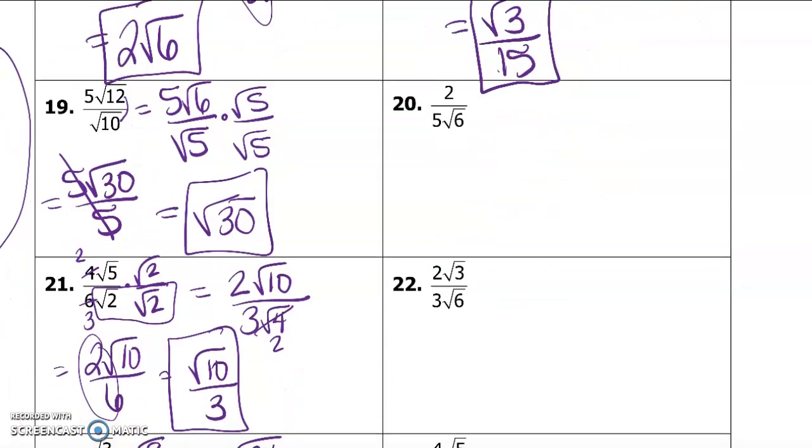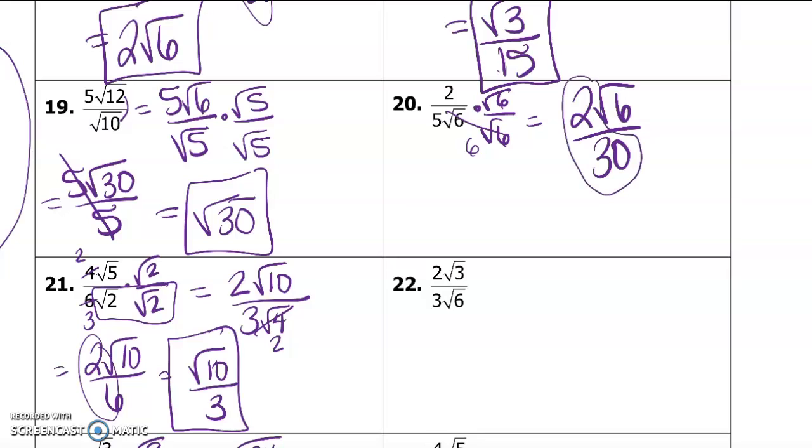Number 20, there's nothing I can do to simplify, so I need to do square root of 6 right away. So I have 2 square root of 6 on the top. 5 times 6 gives me 30 on the bottom. So then I need to simplify 2 and 30, which would give me 1, so just square root of 6 over 15. You don't need to write the 1 in front of the square root of 6.